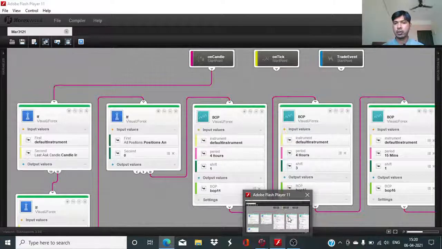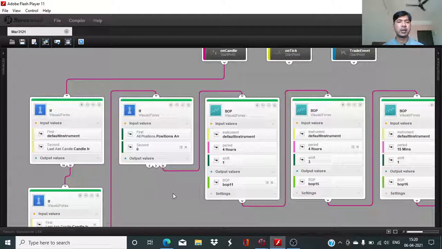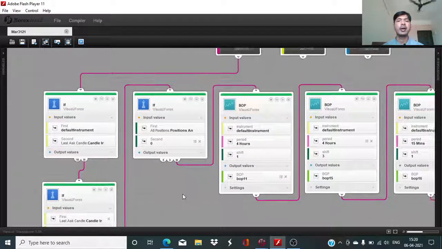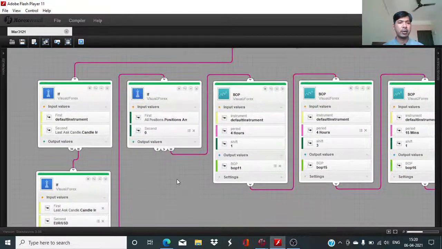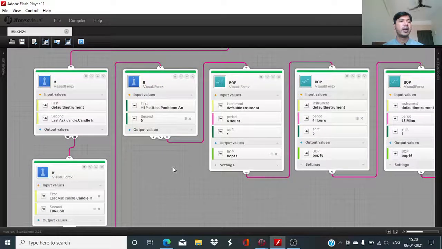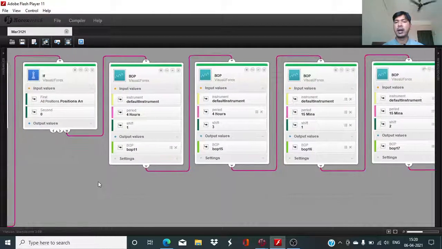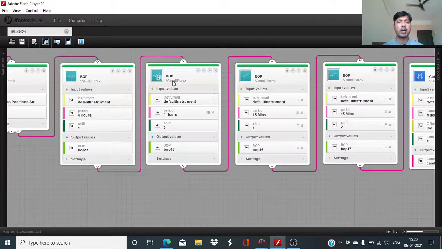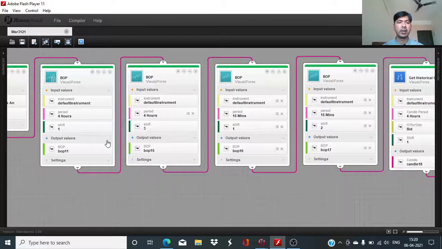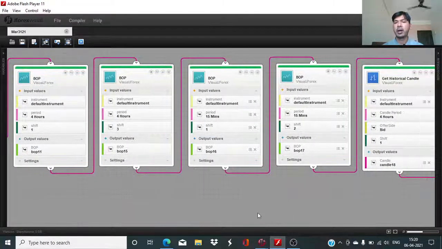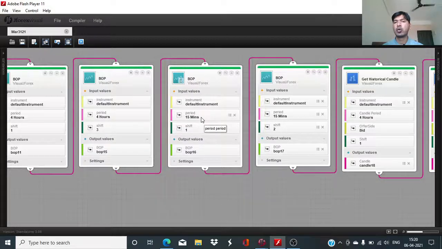We will be heading back to the Visual JForex board, which has been developed by Dukascopy Bank SA, and on which I have developed this setup so far. In the prior sessions, I had completed this instrument subscription. Then the position amount was defined. The Balance of Power indicator blocks were brought in with this 4 hourly time period for the candlestick, and along with that there are two BOP of 15 minutes each.